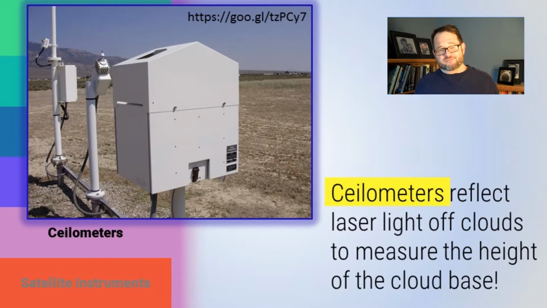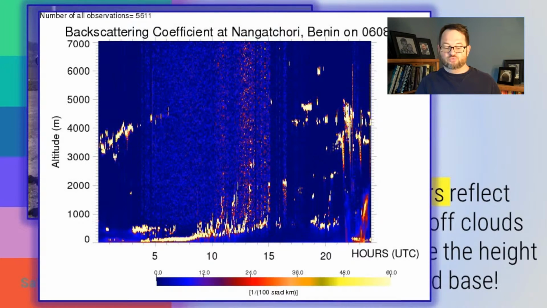Ceilometers are a pretty straightforward piece of technology. They just shine a laser light upward. They actually do it in little pulses, and when the light reflects off the base of the clouds and returns to a sensor inside of the ceilometer housing, we can use the time it took for that pulse to travel there and back to measure how high the base of the cloud was. And we use them actually quite a lot. In fact, that's the core of what I do with my research, working with ceilometers in West Africa.